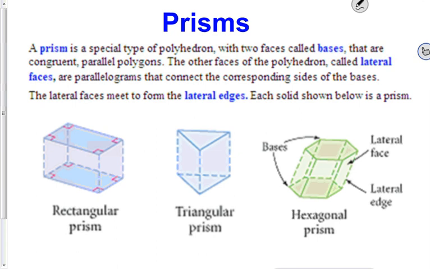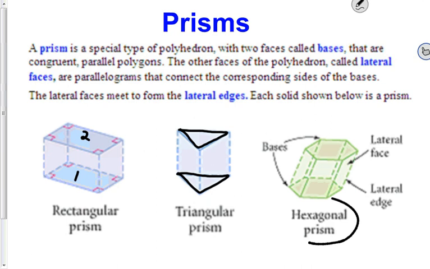The way that this rectangular prism is laying currently, we would have obviously the base on the bottom, 1, and the base on the top, 2. They are congruent rectangles. Next, we have the triangular prism. And this is called a triangular prism because the bases are triangles. You can see the triangular base here and the triangular base here.